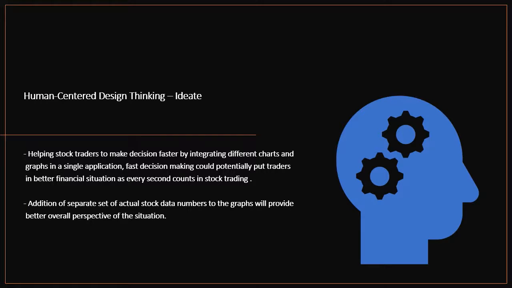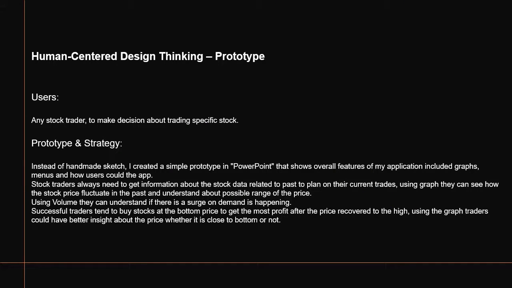The idea here is to help stock traders make decisions faster by integrating different charts and graphs in a single application. Fast decision making could potentially put traders in a better financial situation, as every second counts in stock trading. Adding a separate set of actual stock data numbers to the graph will provide a better overall perspective of the situation.